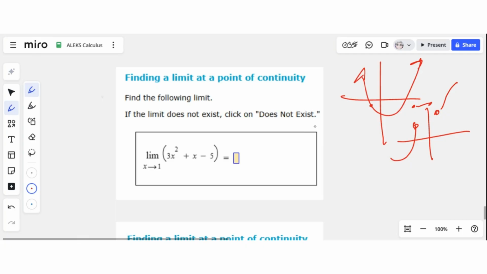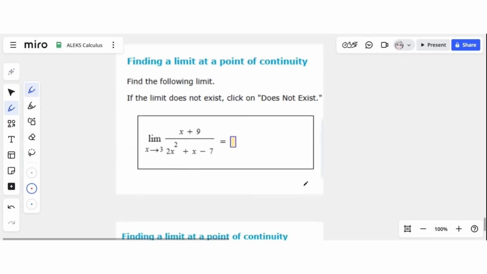This is actually a pretty simple topic because when the function is continuous, the limit you can get by just evaluating the function. What value is this function approaching when x equals 1? Well, it's the value of the function at x equals 1. So we're just going to take the value we're trying to find and plug it into the function and evaluate it. So in this case, that's 3 times 1 squared plus 1 minus 5. So that's 3 plus 1, 4 minus 5. That's negative 1.